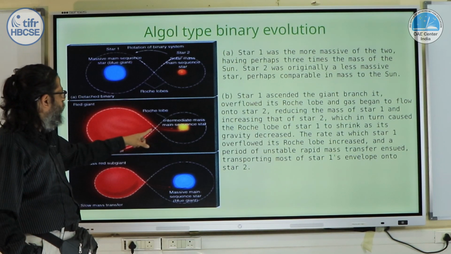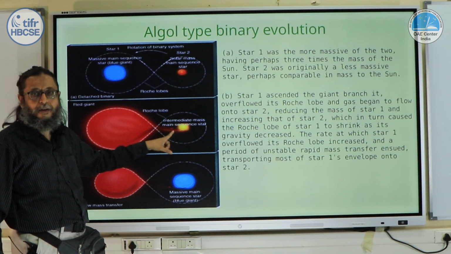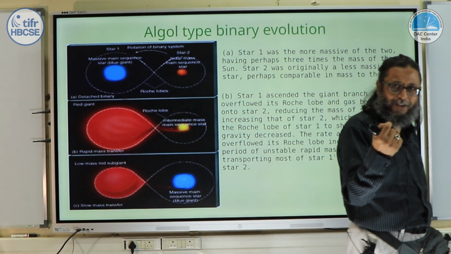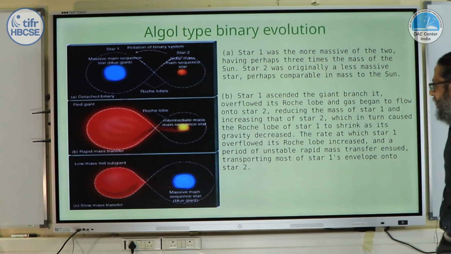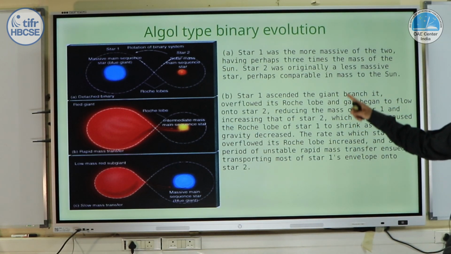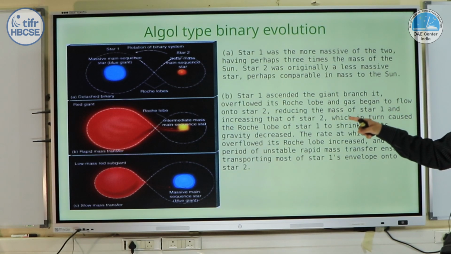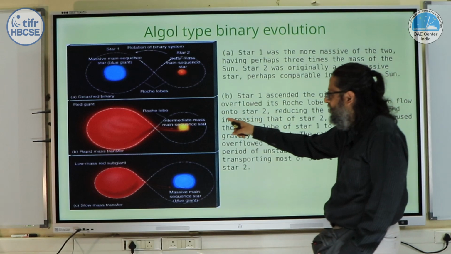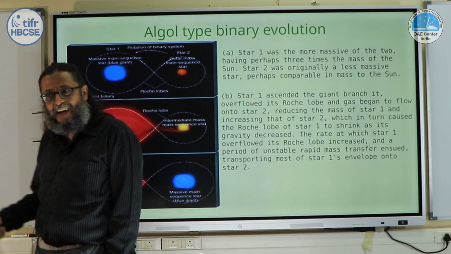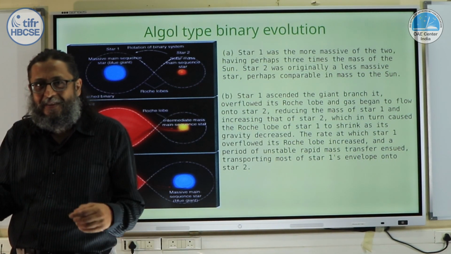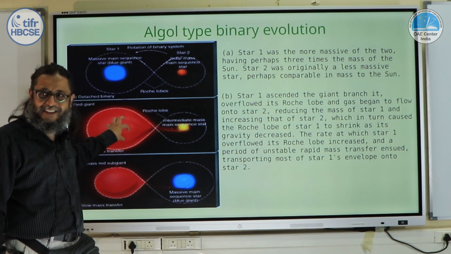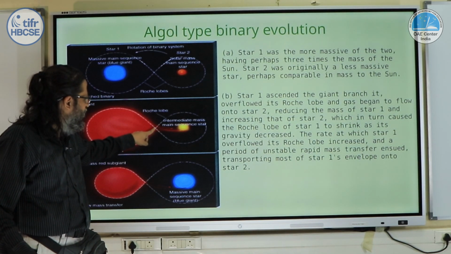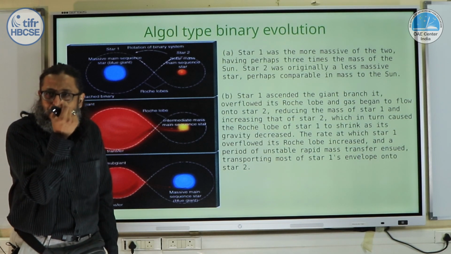And once it fills the Roche lobe, now the mass will start flowing into this companion star through the inner Lagrangian point. Okay? So, if you read what is written out here, the star ascended to the giant branch, overflowed its Roche lobe and gas began to flow onto star 2, reducing the mass of star 1. Understand, it is losing mass. And what happens when you lose mass? Now this mass is more, this mass is less, right? So the whole equipotential structure changes. Okay, this Roche lobe, the inner Lagrangian point will shift.